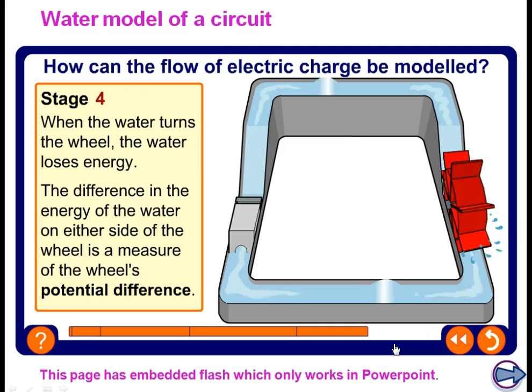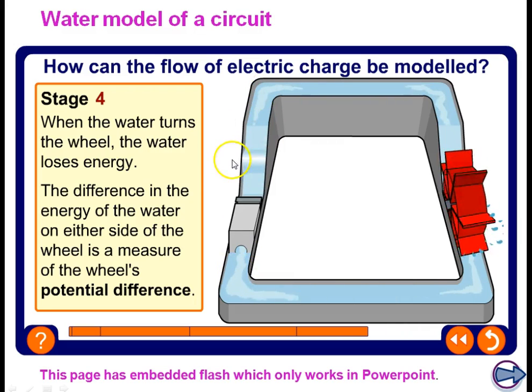The difference in the energy of the water on either side of the wheel is a measure of the wheel's potential difference. Again, I will tell you. When water is traveling from the top level to the lower level, you will say potential difference. When water is moving from the low energy to high energy, you will say EMF. And who is providing the EMF? Chemicals in the cell. They have the energy. They lose the energy by giving the energy to the charged particles. Is it clear?